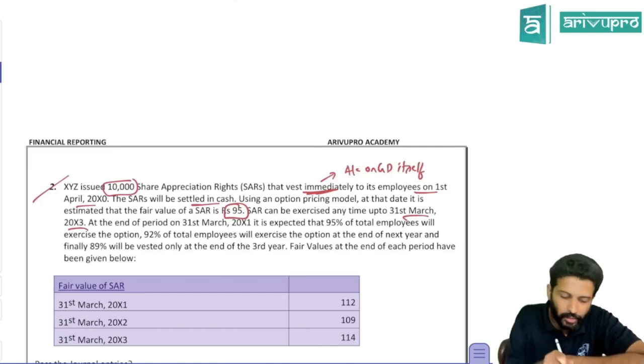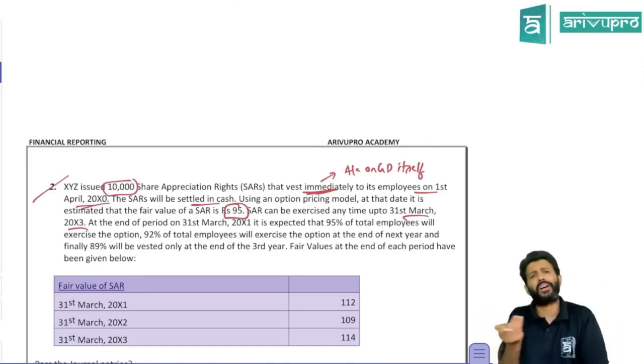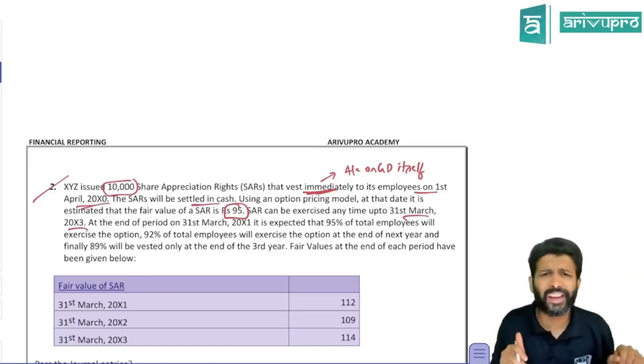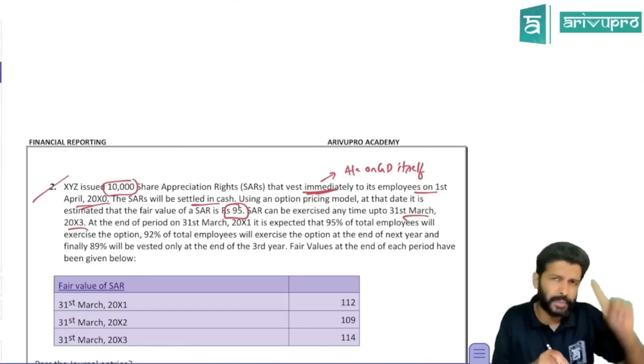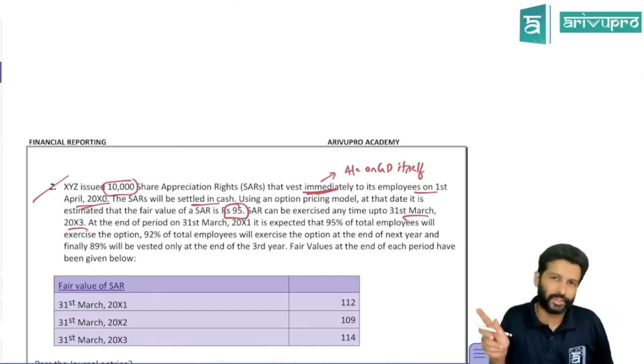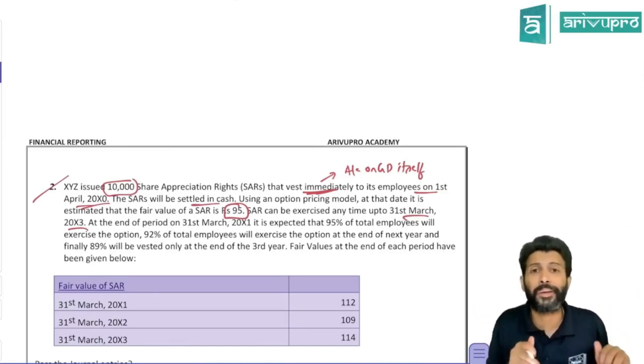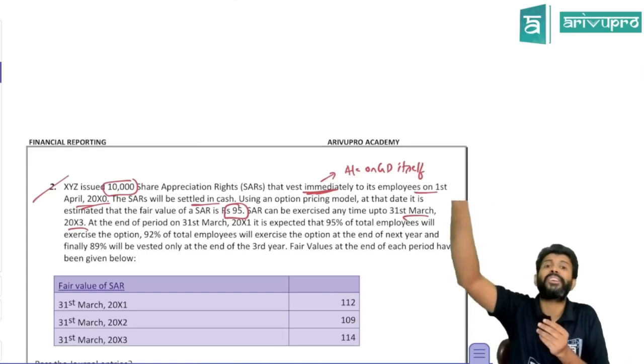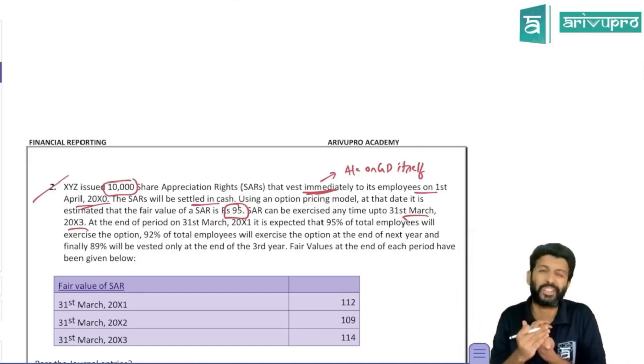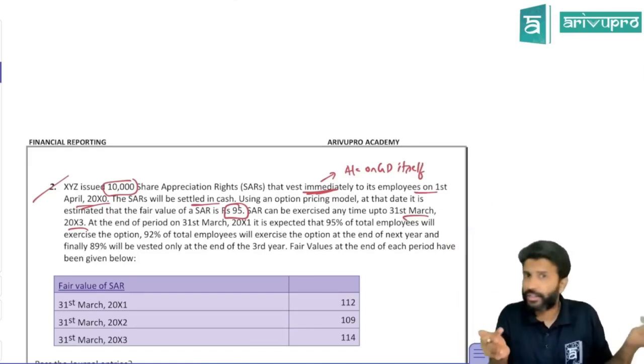It is vesting immediately on 1st April 20x0. But they've given a time limit. The employee can exercise this right anytime from 1st April 20x0 to 31st March 20x3. So why will they want to exercise immediately? But sir, if the share price increases, employees will get more cash. So some of the employees may feel this is a good company.